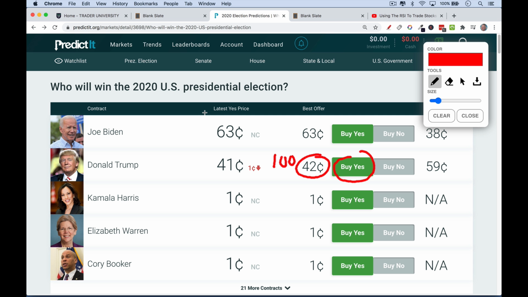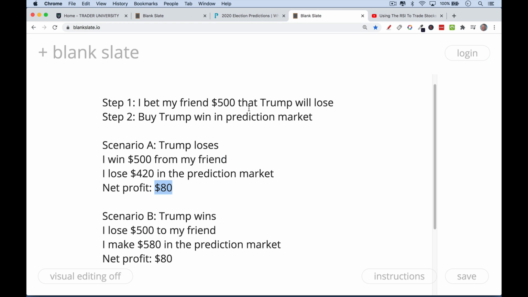Now, there are some fees associated with this, so the arbitrage might be a little smaller than it looks. But you can also experiment with some other races here, Senate races, House races, etc. So if Trump loses, I will make $80.